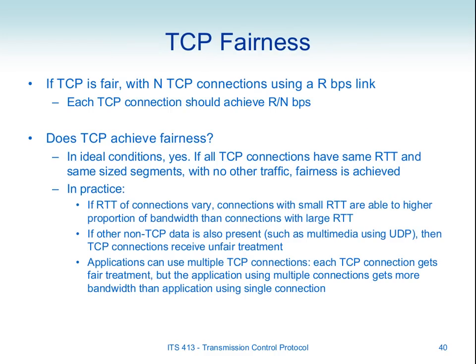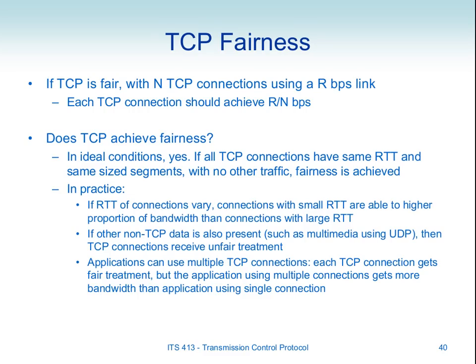So if we have N connections sharing some link with R bits per second, then each connection would achieve R divided by N bits per second. We divide the capacity by the number of connections, by N. And that's true, at least in ideal conditions. Ideal conditions means, for example, the connections have the same round trip time. From A to D and from B to E, the round trip time is the same. And the same size segments, so they're sending the same size segments across their links and there's no other traffic, then TCP is fair in those cases.